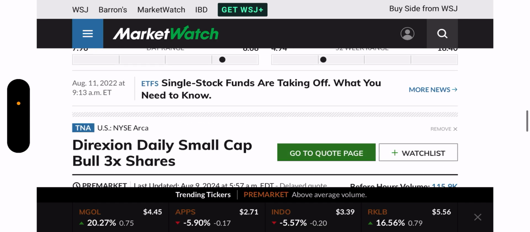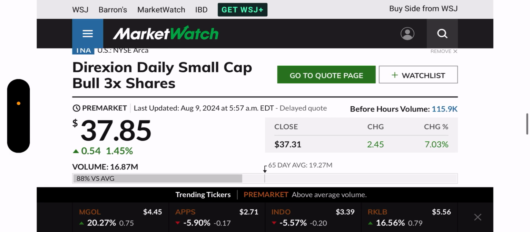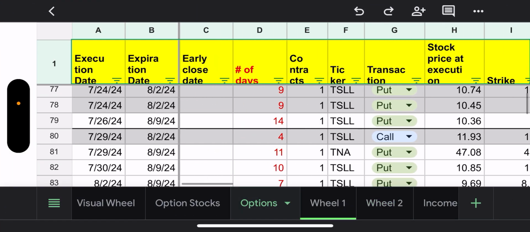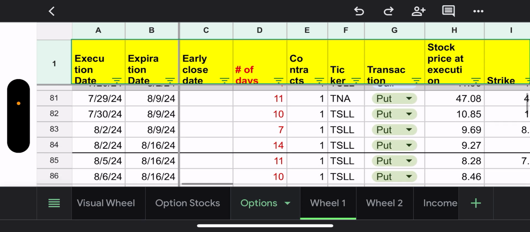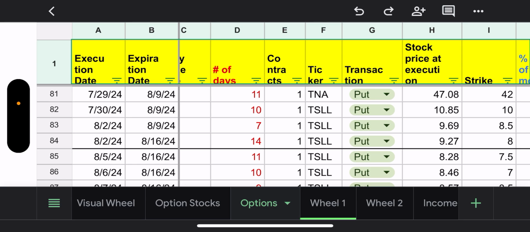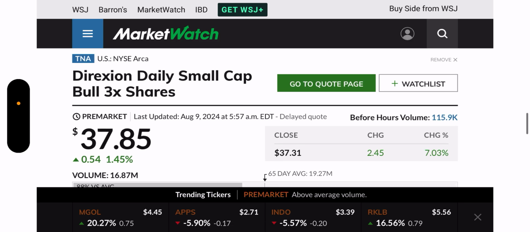Now the TNA, that's a different story. TNA, I need to make a decision. TNA is currently at 37.85. My put is not on the wheel tab. My put is right here. So you see TNA put, the strike on column I is 42. So what am I going to do? Right now it is below 42 because TNA has taken a dump since I sold that put. But it's all good.